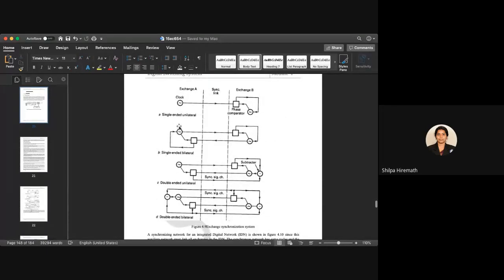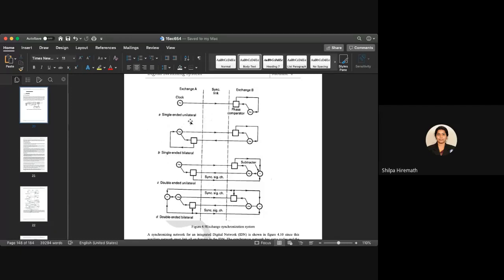So here basically it is classified into two types, that is single ended and double ended. Again, in single ended you have unilateral and bilateral. Uni in the sense single, bi in the sense two. In case of single ended unilateral, what is happening, and in case of single ended bilateral, what is happening, I will be explaining.